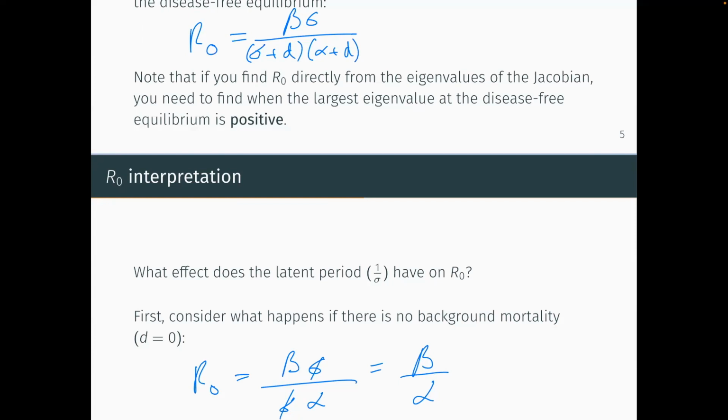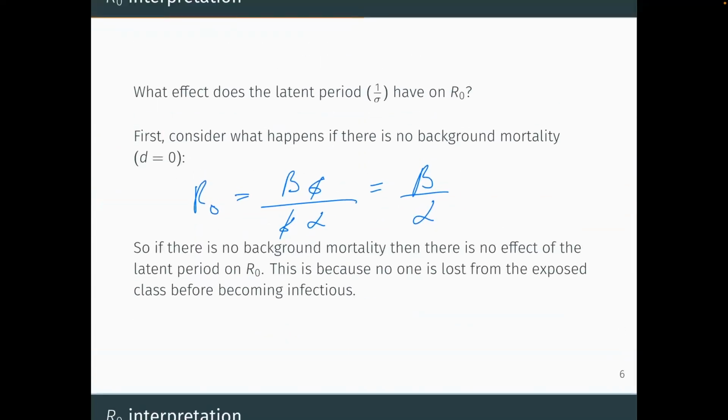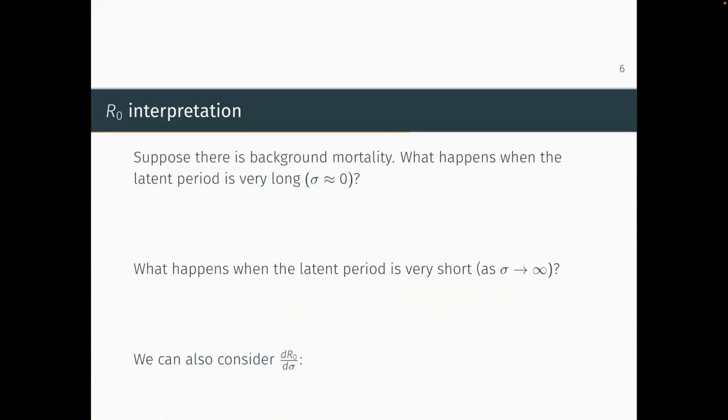It will affect the timing of things, right? If there's a really long latent period, it will affect the rate at which the epidemic occurs. If your latent period takes weeks or months as opposed to a day, then your epidemic is going to progress much slower. But it doesn't affect whether it happens or not. It's just going to affect the speed of it. And this R naught doesn't tell you anything on its own about the speed at which things happen. This is just a number, so there's no time component to this. So no background mortality means no effect of the latent period on R naught, because no individuals are lost.